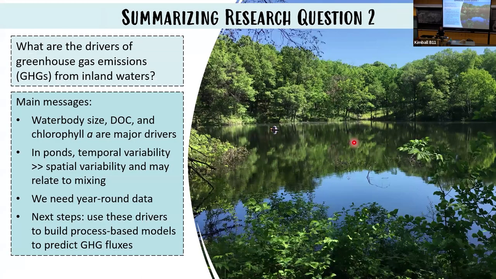All right, so to summarize this research question: what are the drivers of greenhouse gas emissions from inland waters? We see things like water body size, dissolved organic carbon, as well as chlorophyll, how productive the system is. All of those things are influencing our emissions. In ponds, we have more variability across time rather than across space. That might relate to mixing, highlighting the need for year-round data, and also maybe including temperature in our big global models. And the next steps will be to try to make some of these mechanistic process-based models at regional to global scales.